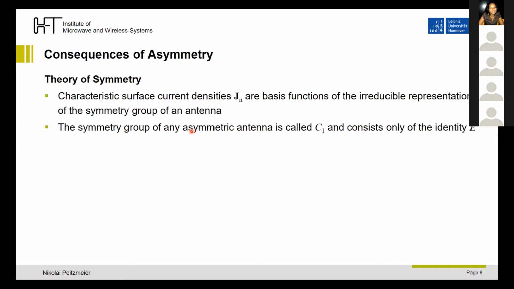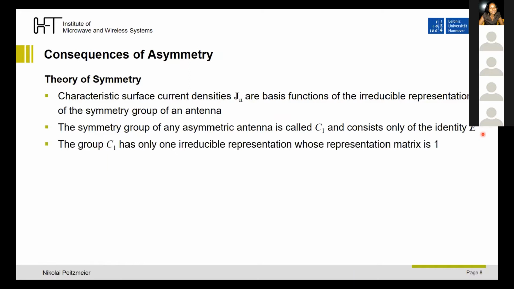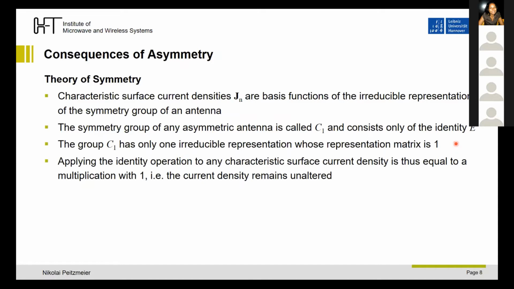There is no symmetry transformation, which is rather intuitive, of course. And this simple symmetry group has one irreducible representation whose matrix is 1. So this simply tells us that the characteristic surface current densities remain unaltered. So why do we apply this complicated terminology here?